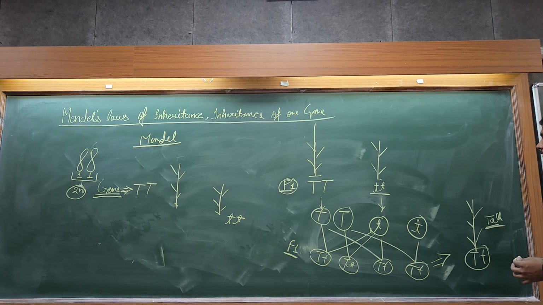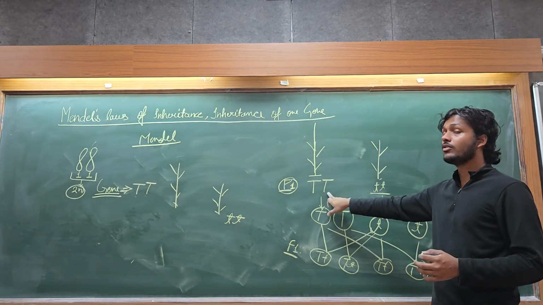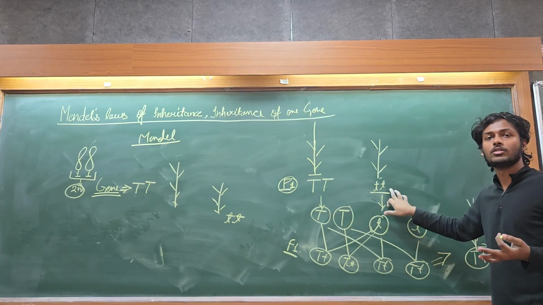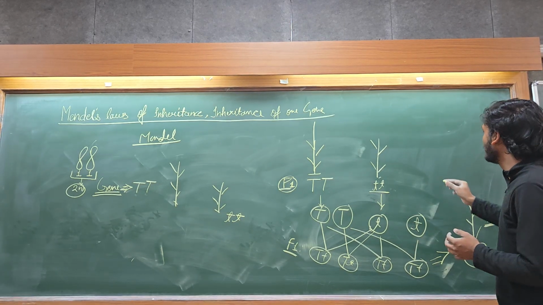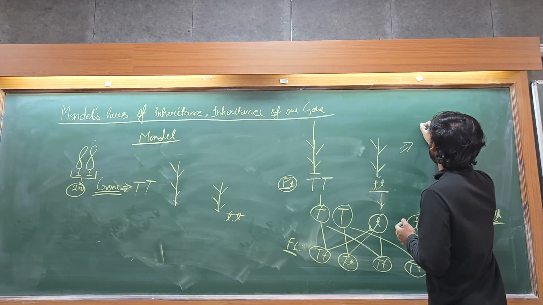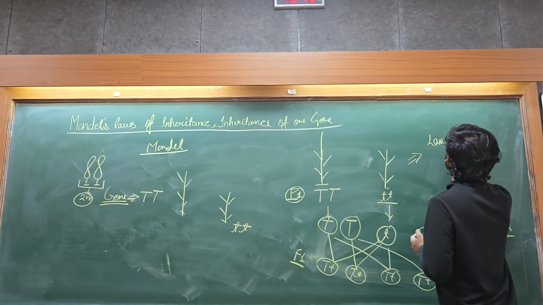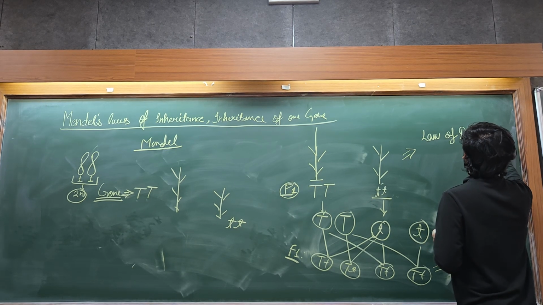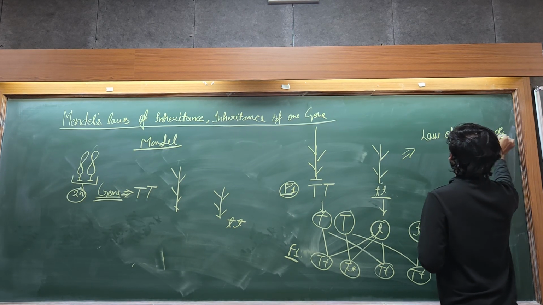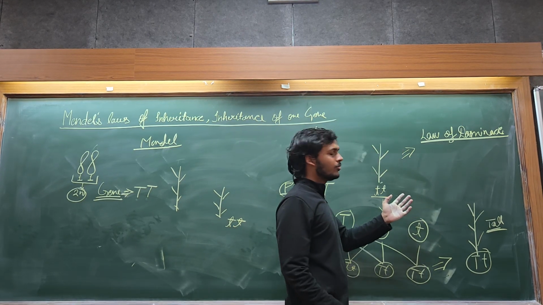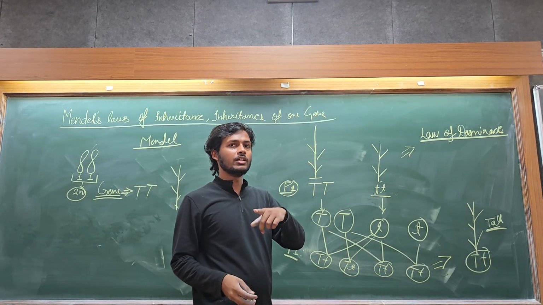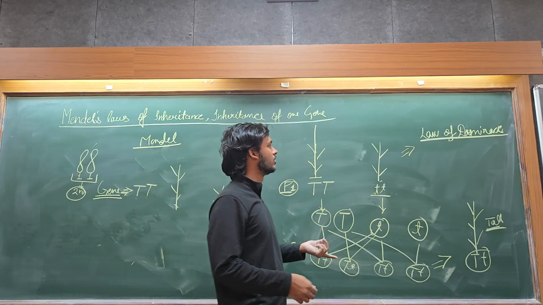So he concluded that the gene for tallness was dominant and the gene for dwarfness was recessive. From there he gave the first law, the law of dominance. Among two contrasting alleles there is a dominant gene and a recessive gene.